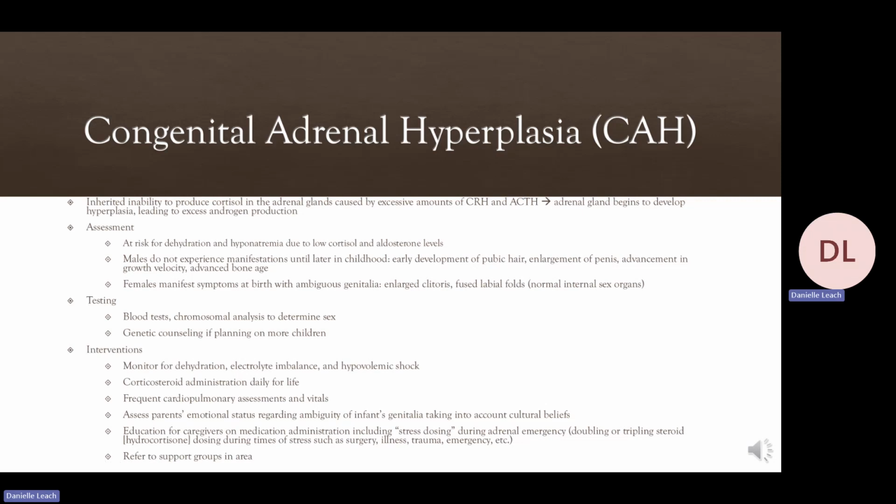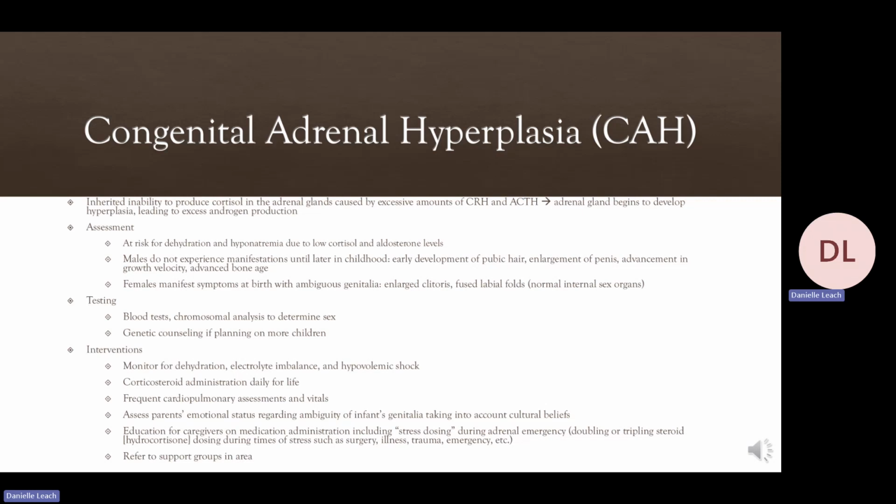Congenital adrenal hyperplasia, or CAH, is the inability to produce cortisol in the adrenal glands caused by excessive amounts of corticotropin releasing hormone, or CRH, and adrenocorticotropic hormone production, ACTH. Because of the surplus of these two hormones, the adrenal gland begins to develop hyperplasia or become larger, which leads to excessive androgen hormone production from the adrenal glands.